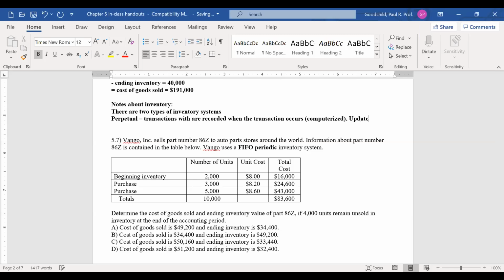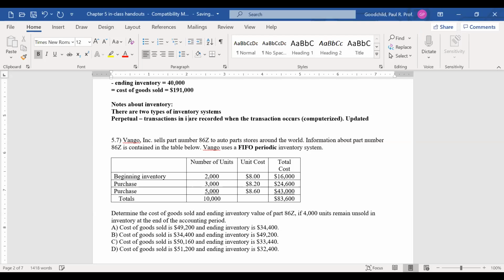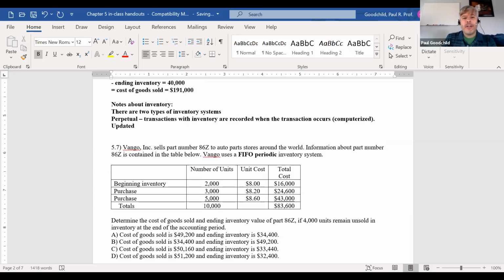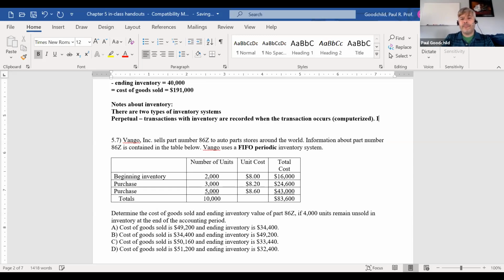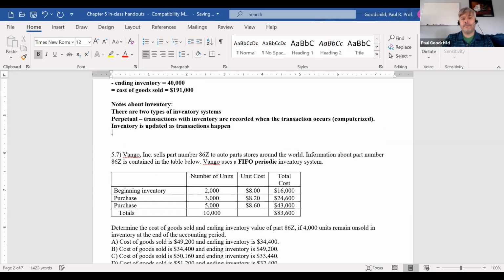It says transactions with are recorded, or what are they with? Should say in inventory. And I guess with inventory is really what I wanted there. And so the inventory is updated as transactions happen. It's a jogger, it'll go by quickly.